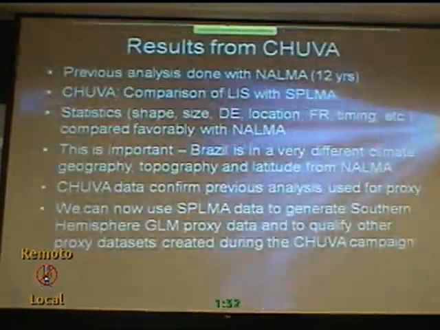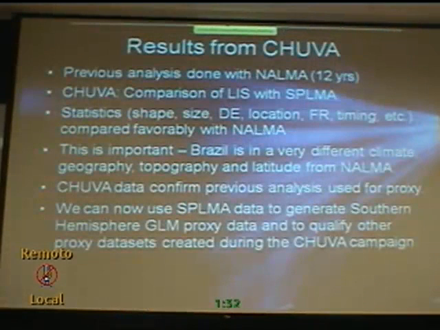So the results are that the previous analysis done with the Northern Alabama LMA and the CHUVA correlate equivalently with LIS. They're very happy with the equivalence of those two data sets. That's meaningful. All the basic statistics are the same: shape, size, location, flash rate, everything falls into the population that they've seen over and over again in the U.S.